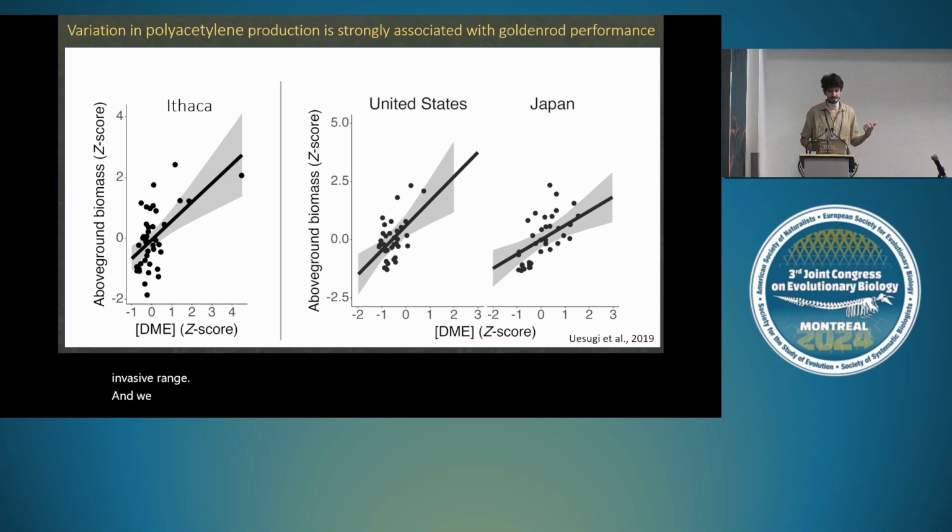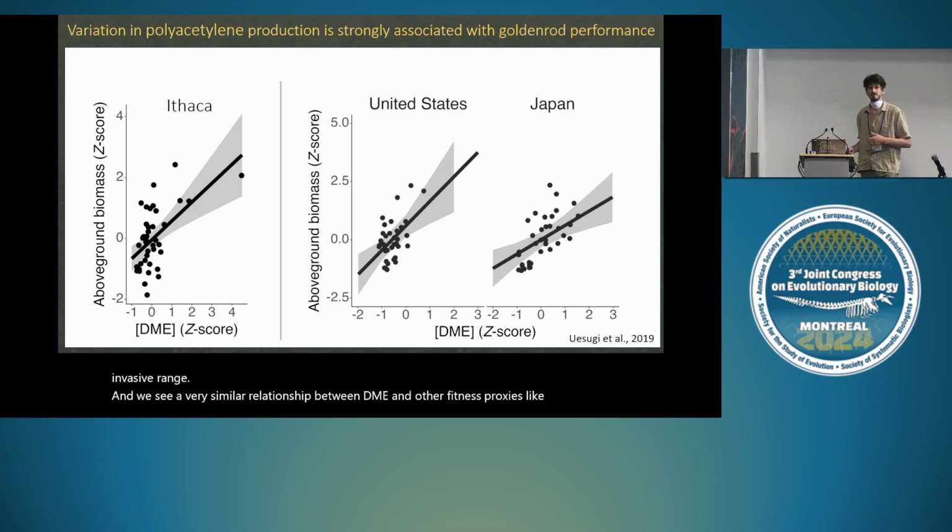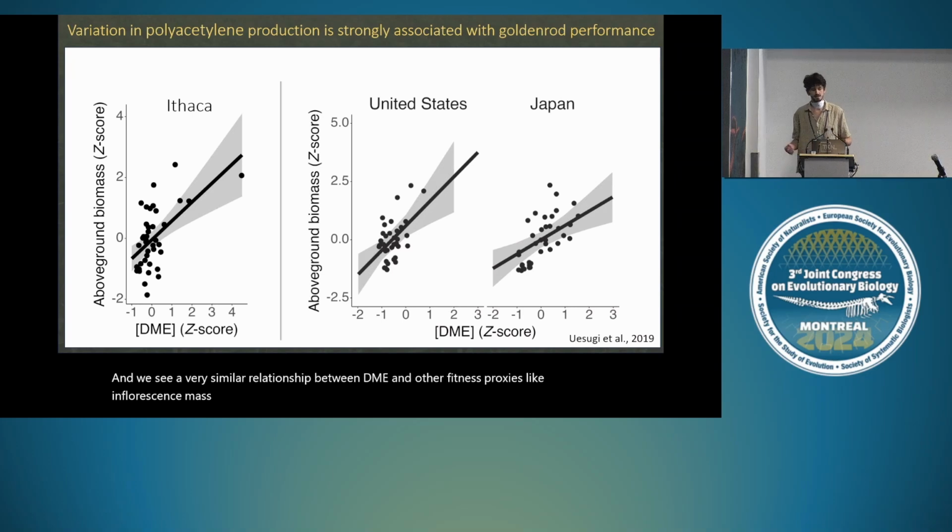And we see a very similar relationship between DME and other fitness proxies like inflorescence mass and rhizome mass, which is a proxy for vegetative reproduction.